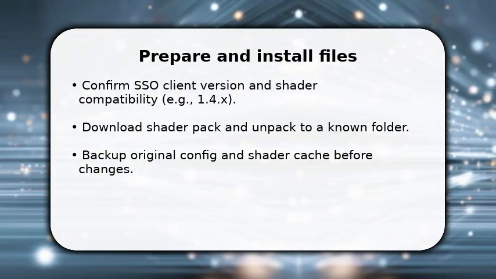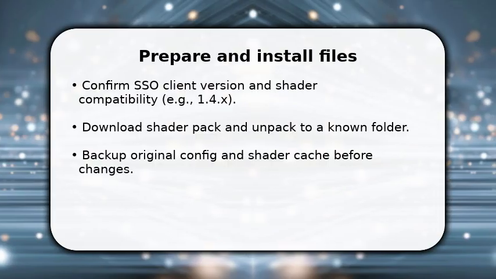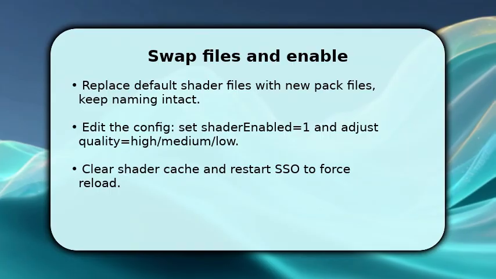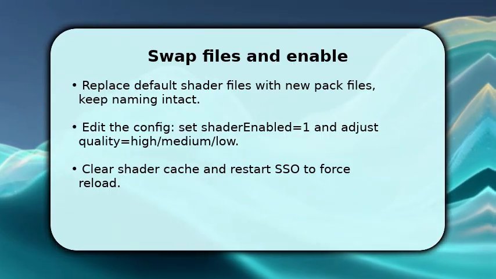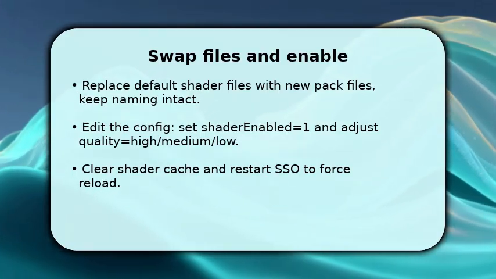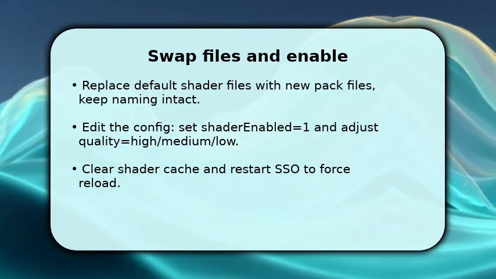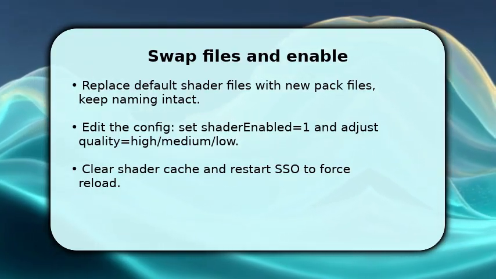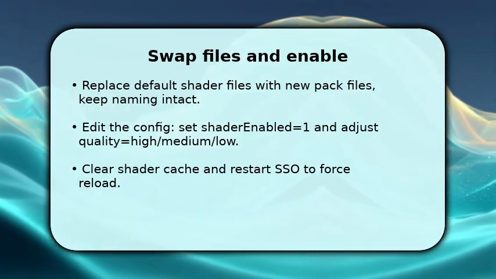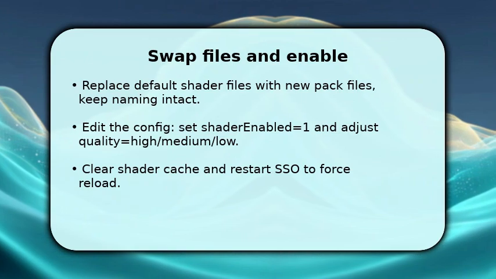Now move to swapping files and enabling shader toggles inside SSO. You now perform the core swap. Replace the default shader binaries or text files with the ones from the pack, preserving file names exactly so the client finds them. Then open the SSO config and set shader enabled to 1 and pick a quality preset. This controls performance versus visuals. After saving, clear the shader cache directory to eliminate stale compiled data. Finally, restart SSO. The client compiles and applies new shaders on launch, so watch console logs for compile errors.